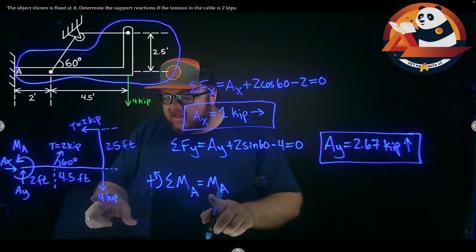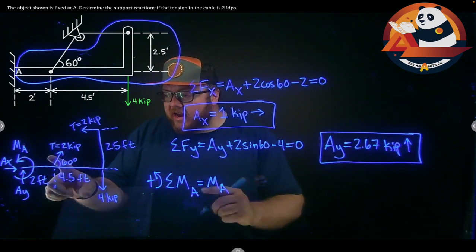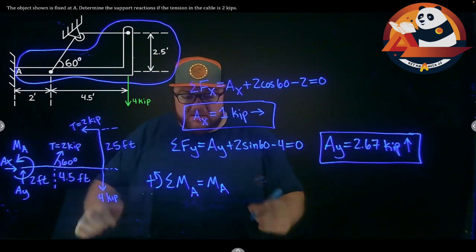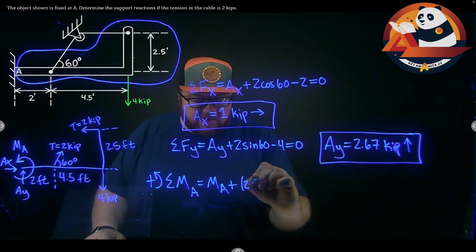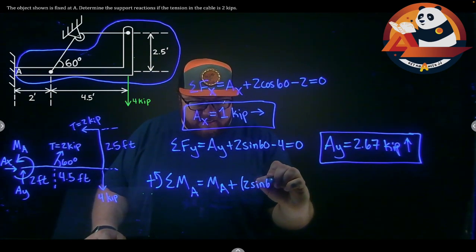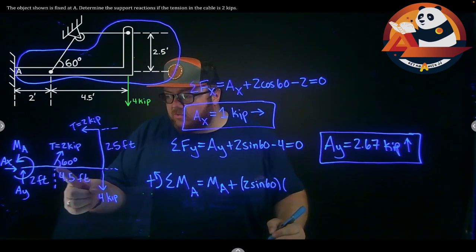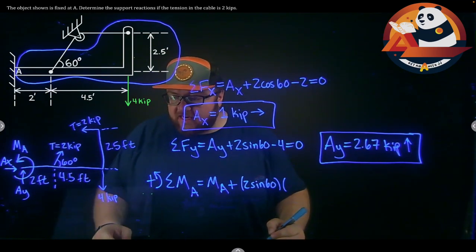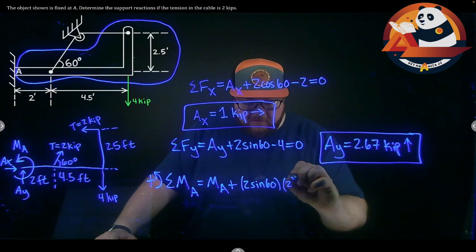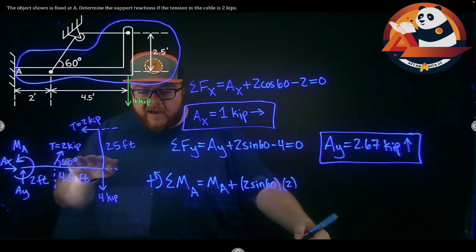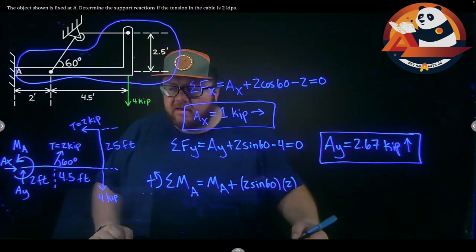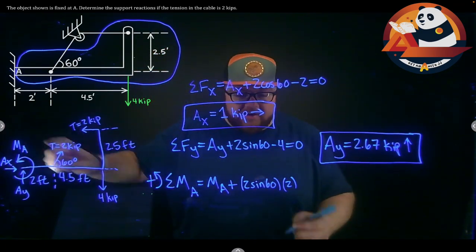But MA, then I can come in and say, well, my T right here, the Y component will cause rotation. So plus T is 2, to get the Y component, sine 60. That's the force in the Y, so I need an X distance times 2. Force times distance. The X component there would pass right through A. We'll leave it off.